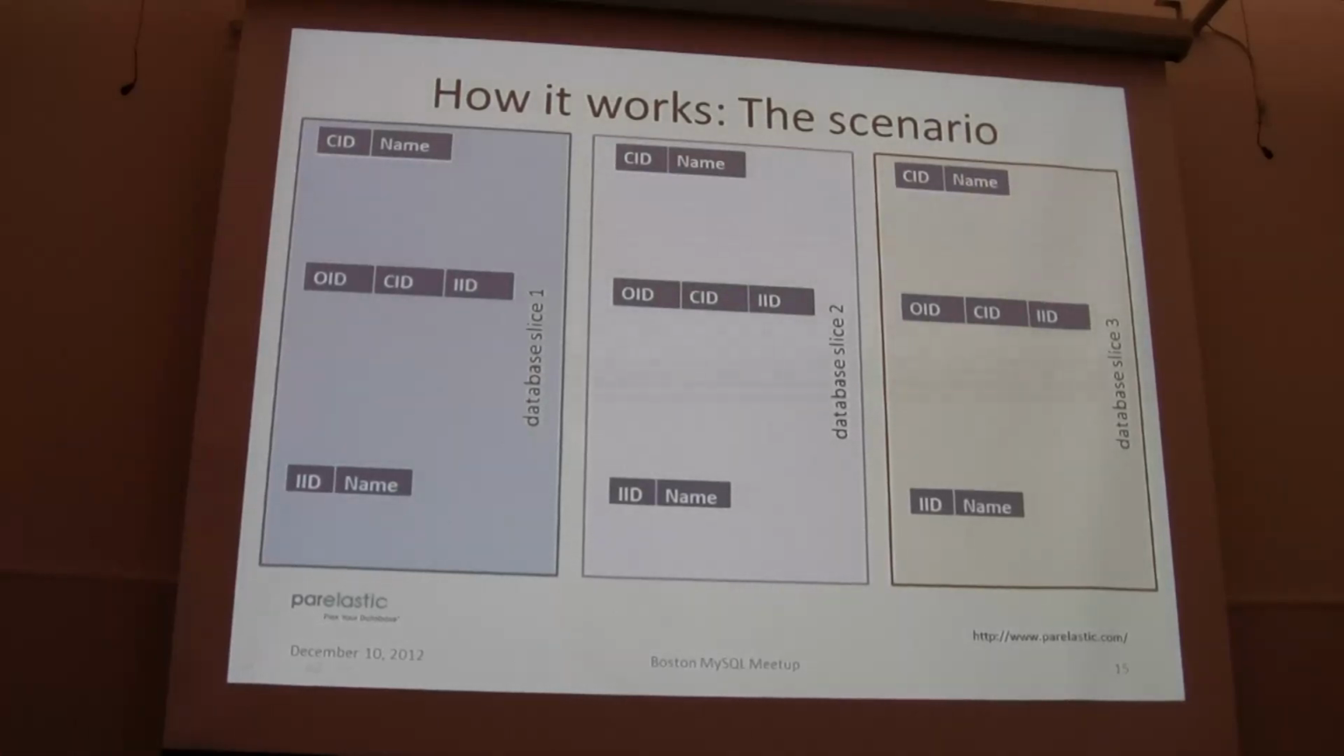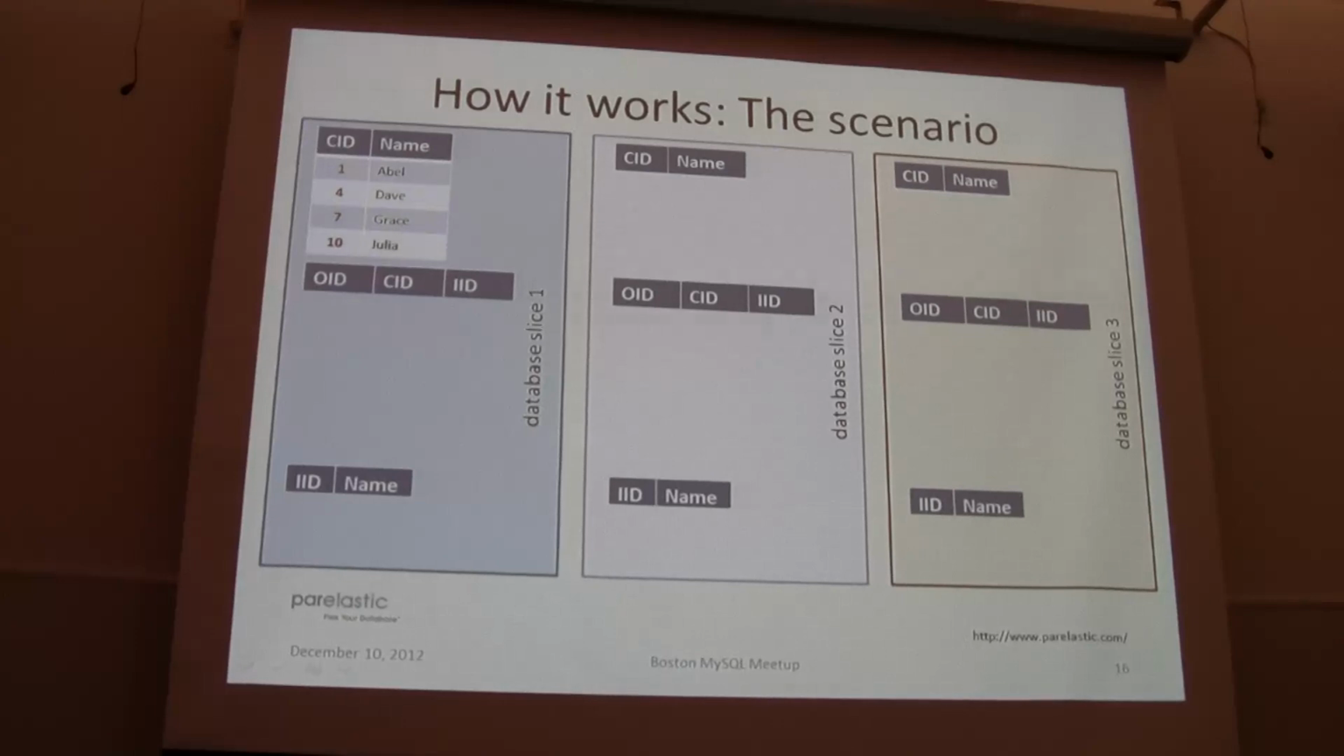The first table on top has CID, which is customer ID, and the name of a customer. The second has an order ID, a customer ID, and an item ID. And at the bottom, a bunch of items. So in the simplest case, all tables exist on all nodes.